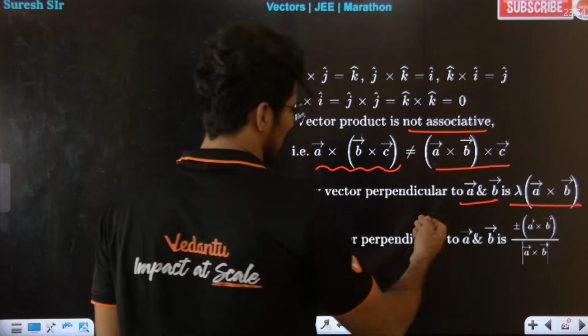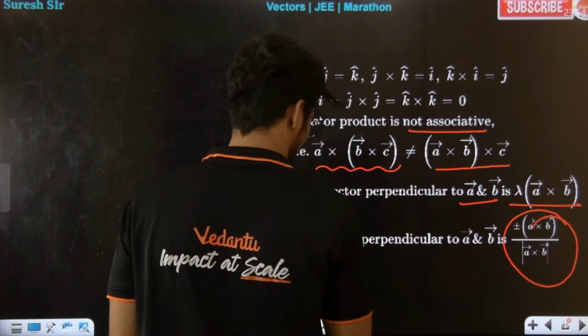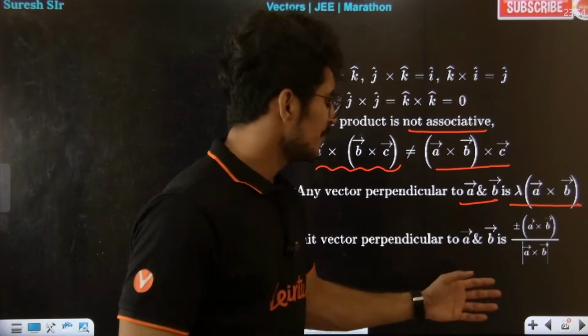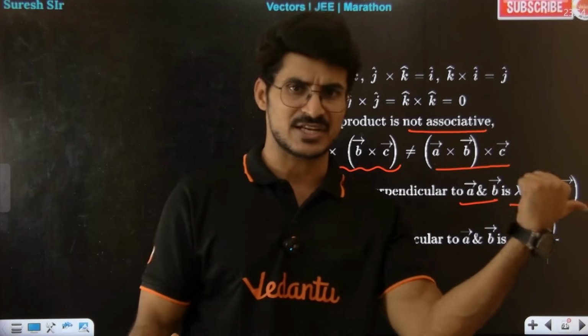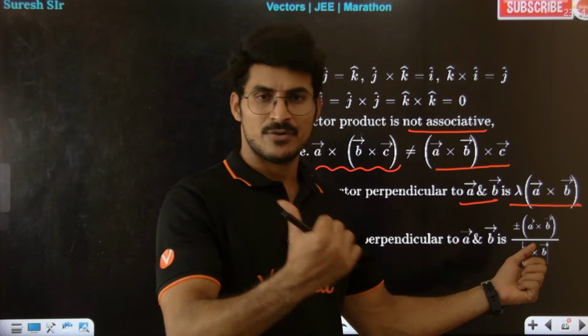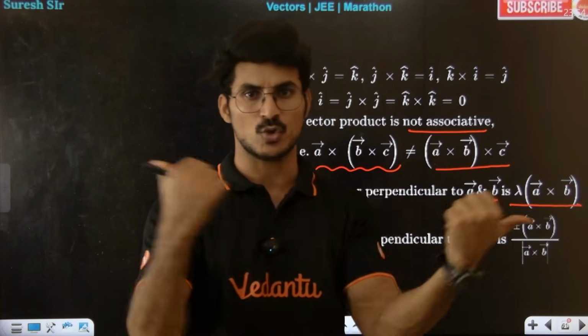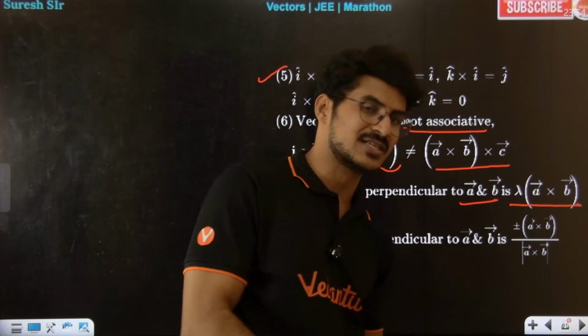So a unit vector perpendicular to A and B is what basically? We need to write plus or minus A cross B by magnitude of A cross B. It is a plus or minus. It could be this direction or this direction. Are you getting the point? So two directions, plus minus. That is the reason for plus or minus.